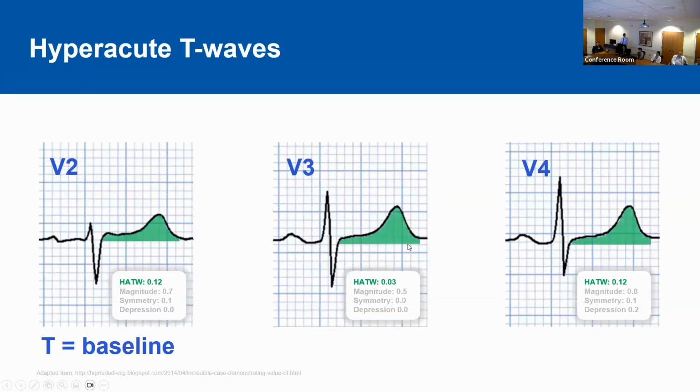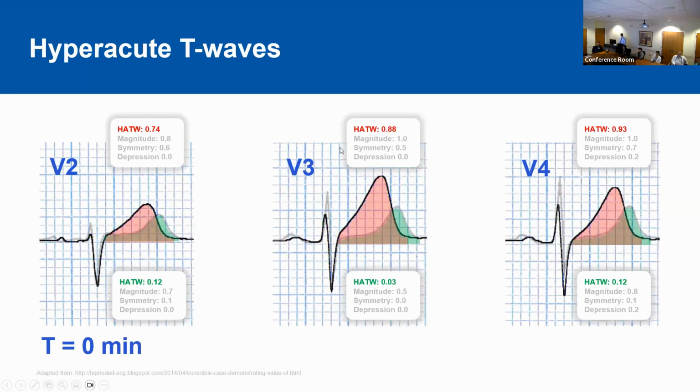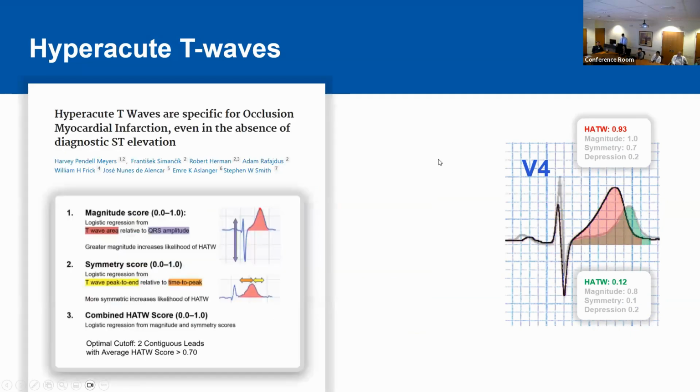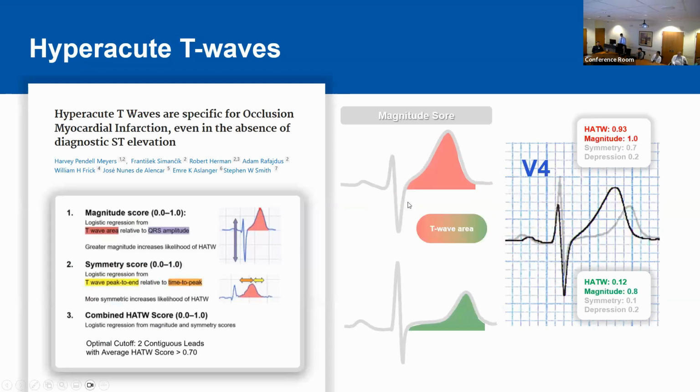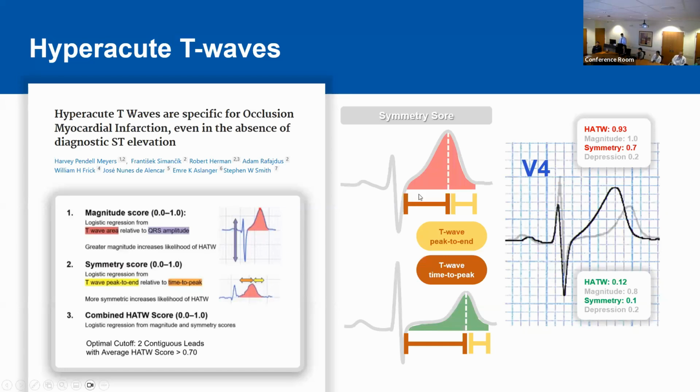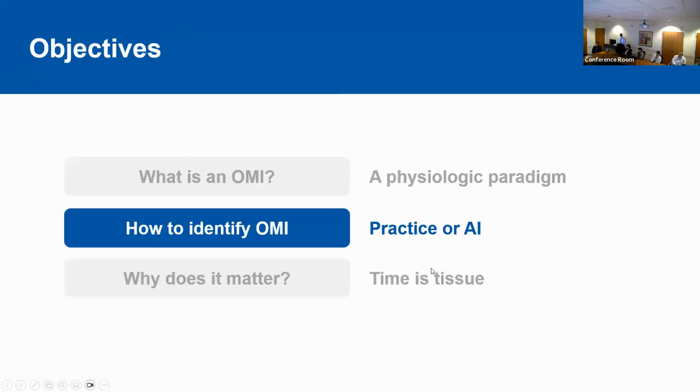Now, when this model was applied to her baseline ECG, you can see that the scores were very low, nowhere near threshold, but when applied to her presenting ECG, it recognized these as hyperacute T waves with scores greater than 0.7 throughout the precordium. Once again, what this model is doing is looking at the area under the T wave, comparing it to the preceding QRS complex, and then calculating a symmetry score defined as the peak of the T wave to the end compared to the beginning to the peak. The closer these two are to each other, the closer the ratio will be to 1, and the higher the hyperacute T wave score.